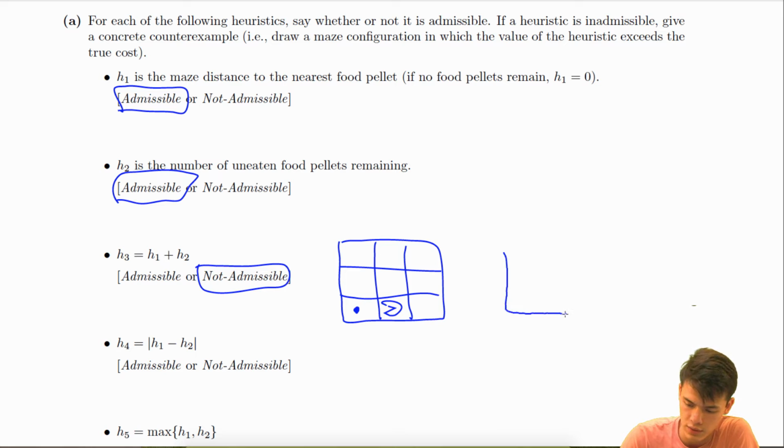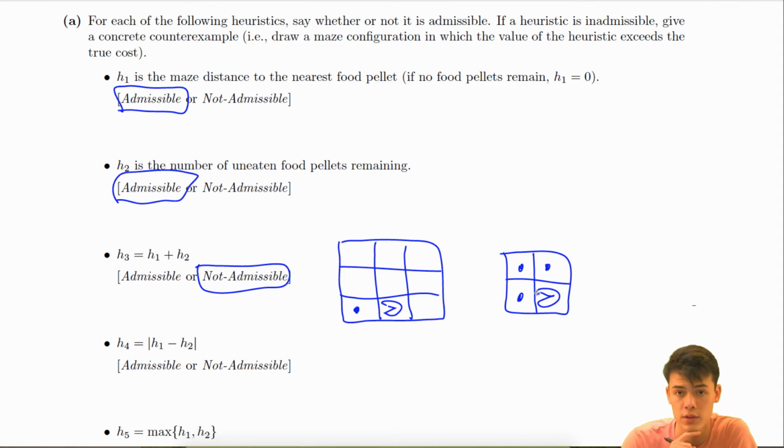Another nice, convenient counterexample would be like this. Maybe you have a very, very small grid, so very easy to reason about, something like this. At this point, there are 3 food pellets remaining. So H2 is going to be 3, and the maze distance to the nearest one is 1. So H1 will be 1, therefore H3 will equal 4. But it only takes 3 moves to eat everything up. So both counterexamples would work, showing why H3 is not admissible.